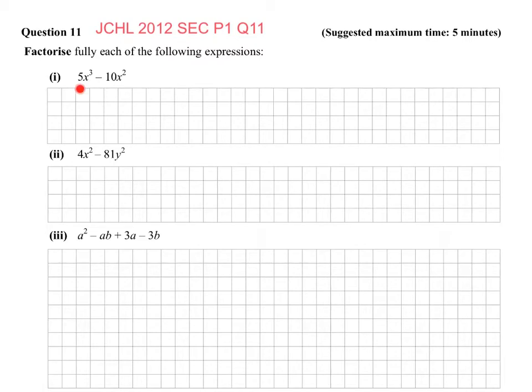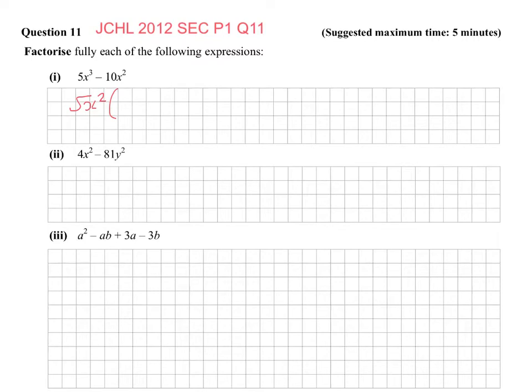So the first one we have here is reasonably straightforward. It's about finding a common factor of these two terms, finding the highest common factor. The highest factor of 5 and 10 is 5. And the highest factor of x cubed and x squared is going to be x squared. So 5x squared is the highest common factor in total that we can take from both terms.